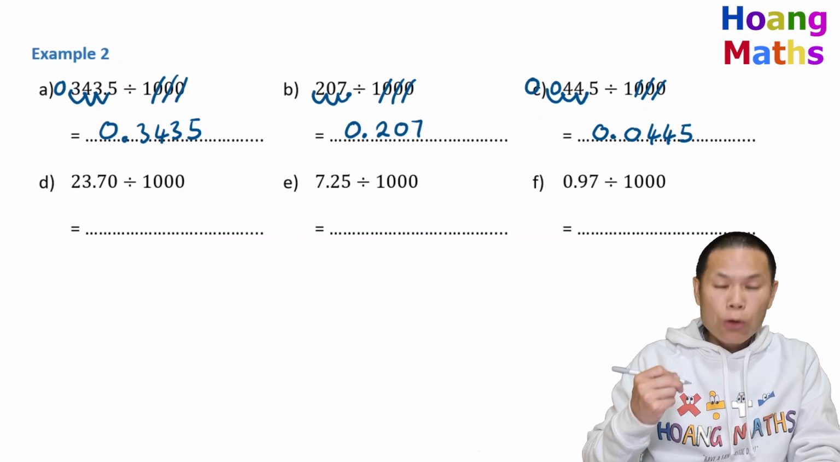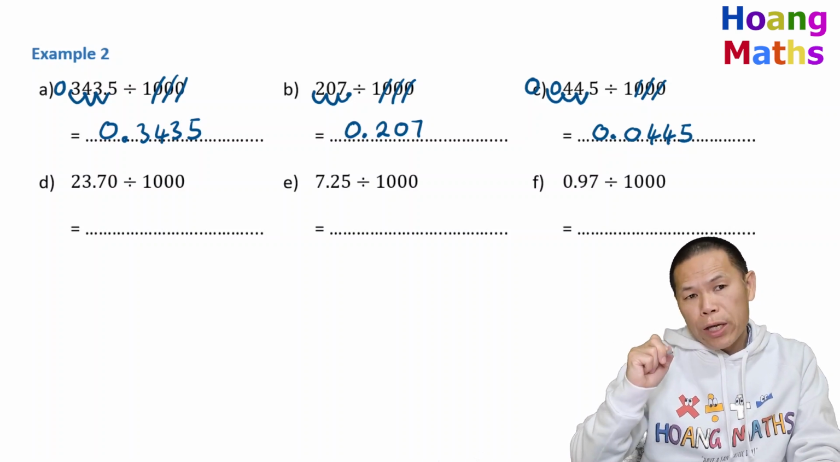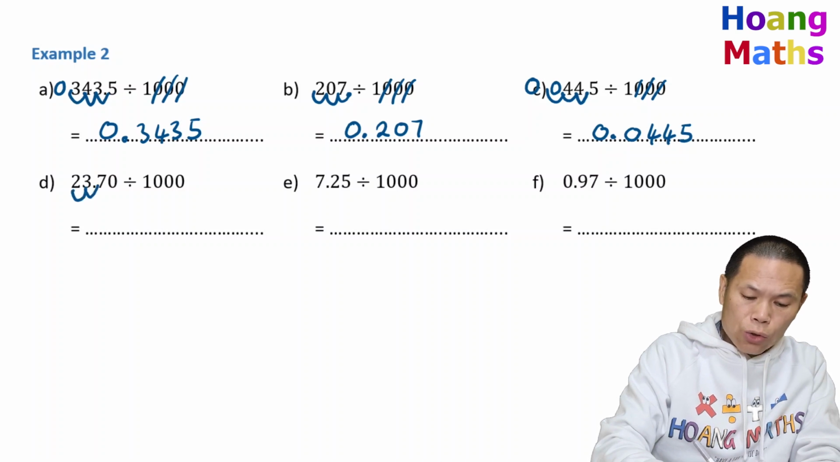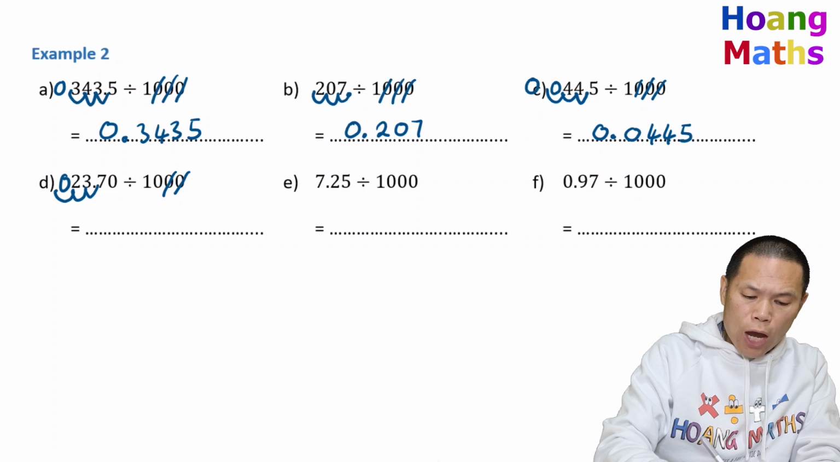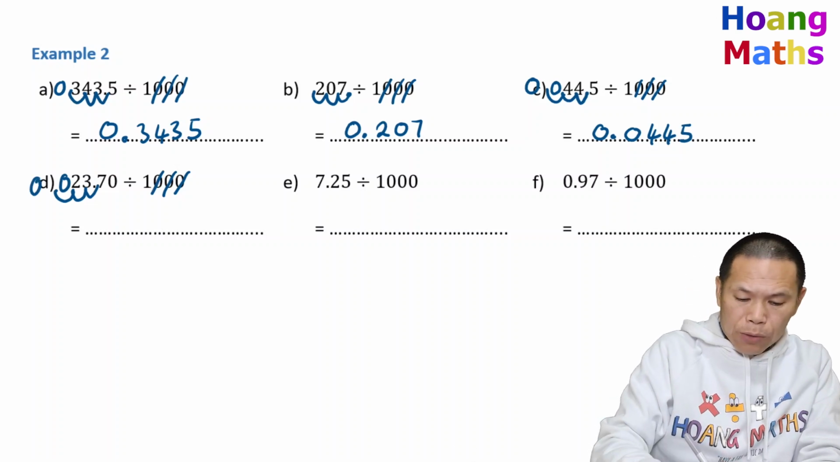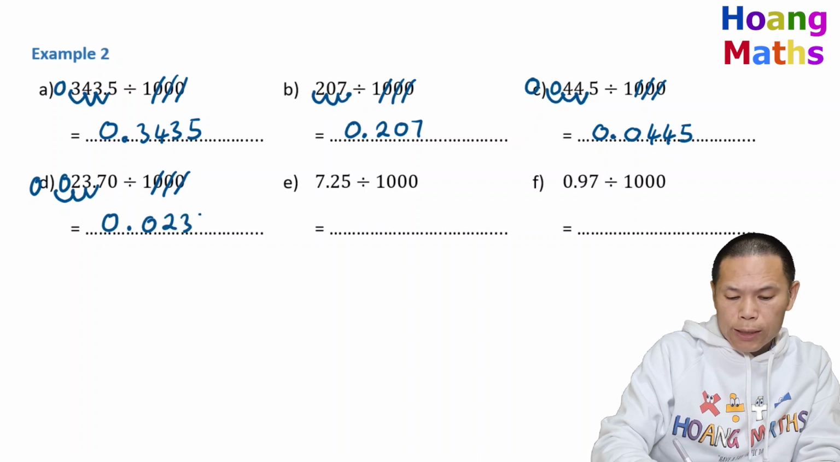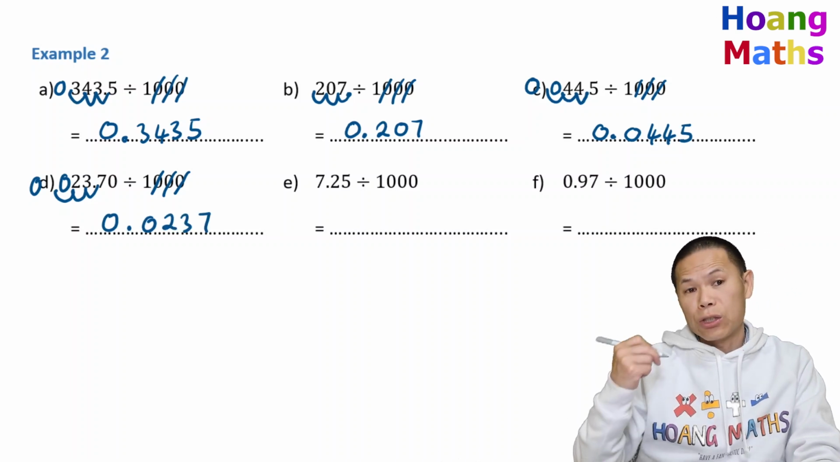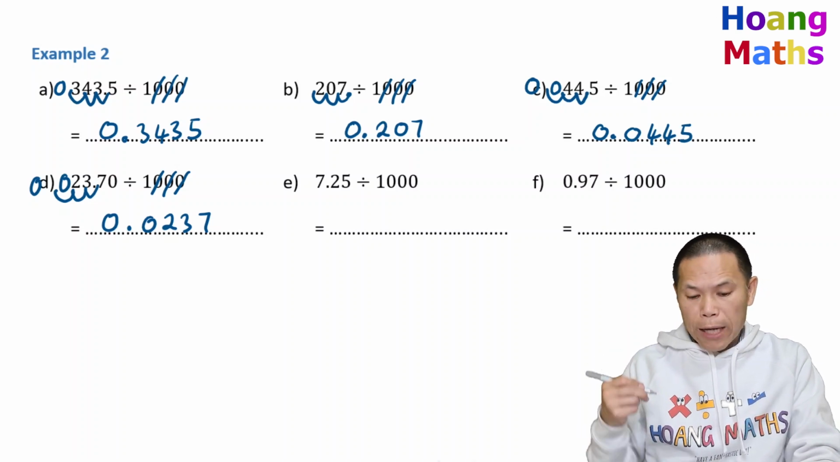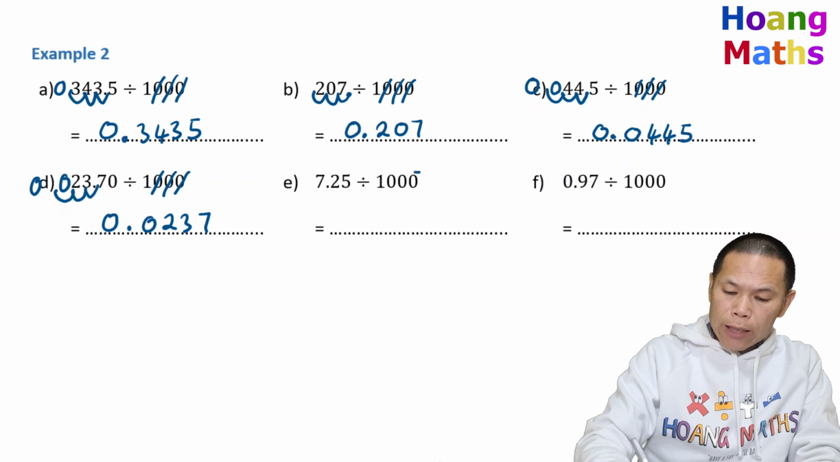Part D. So we simply move the decimal point 3 units to the left. So we move 1, 2, put a 0 here. We move 1 more time, we add a 0. We cancel that, right? So that becomes 0.0237. And you can add the 0 at the end of 7 if you wish, but you don't have to, okay?